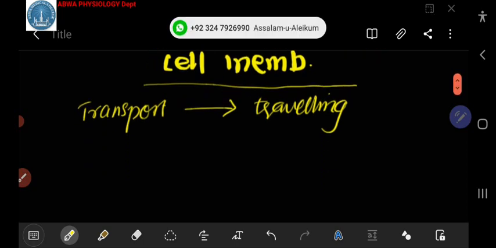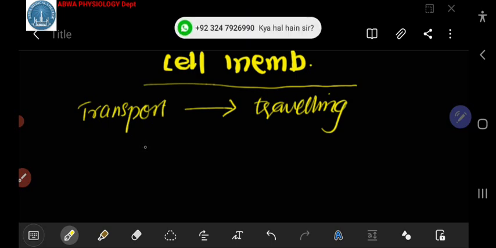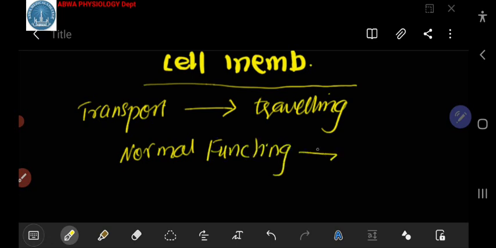So transport of substances is very much mandatory. Sorry for the inconvenience about the messages. Transport of substances across the cell membrane is very much necessary to maintain the normal functioning of the cell. Normal functioning of the cell is purely linked with transport across the membrane.